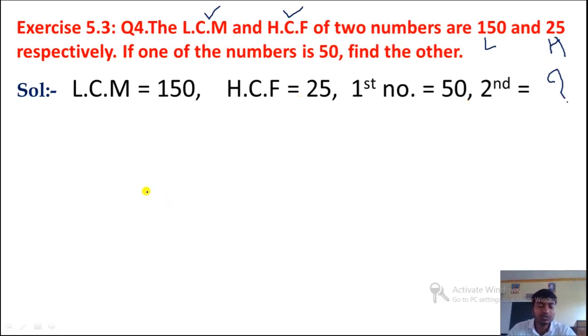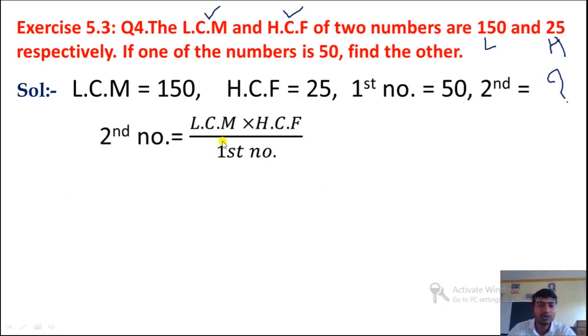Now we have to use the formula, and the formula you know very well. Second number equals LCM into HCF divided by first number. Now we have to use the values. LCM, what is given here? 150. HCF, what is here? 25. So 25 I have written here, divided by first number. What is the first number? 50. So write here 50. Now reduce the terms.